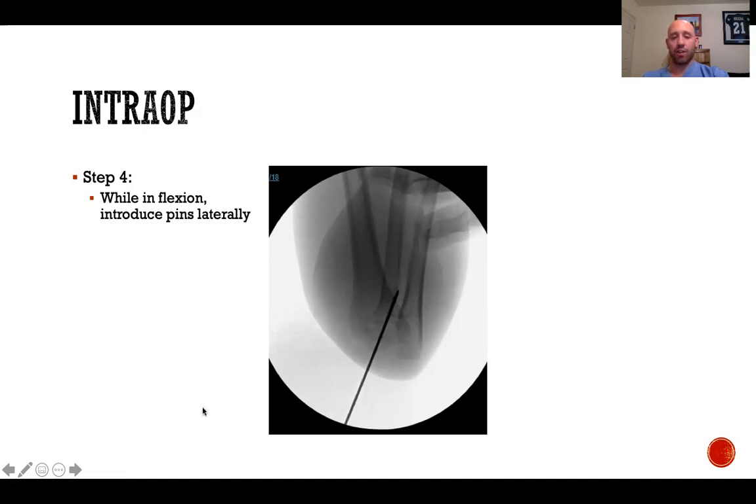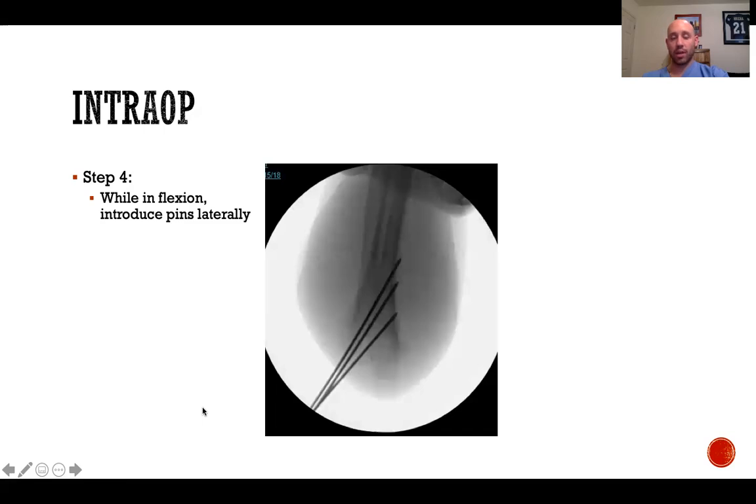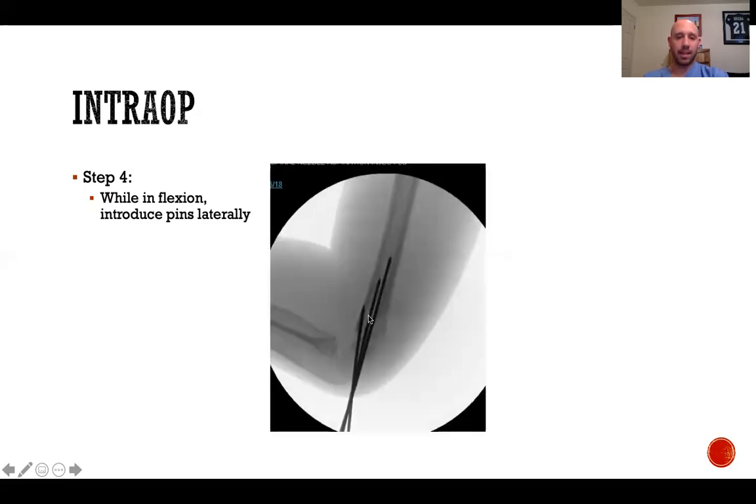And then once we get that first pin, then we're going to introduce 3, maybe 4 pins, or if it's just a type 2, just 2. And we're going to, again, try to diverge these pins. So get a good splay and spread them out as much as possible. That's going to give us increased stability. And then on the lateral, we try to line these up as best as we can straight, but this is perfectly acceptable. And you can see here there's a nice reduction of both the anterior and posterior cortices.